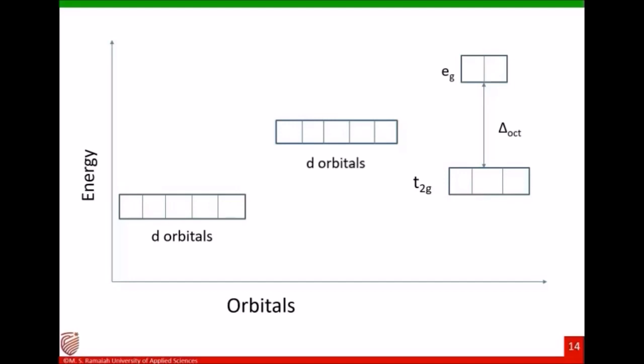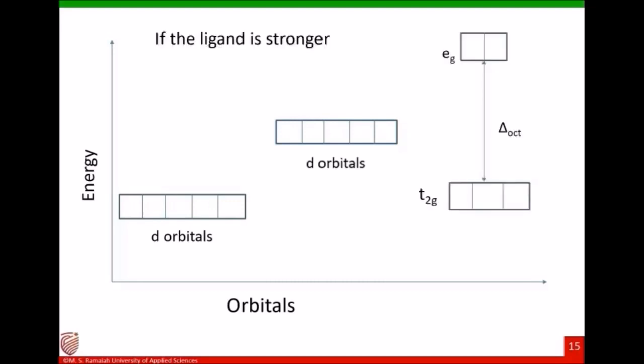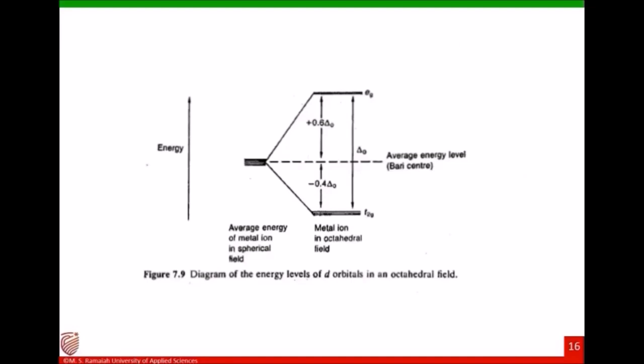Here the complex is octahedral, so that energy difference is named delta octahedral. Now similar to the Goa trip example, if the ligand is strong, then this delta octahedral will be larger. If the ligand is weak, then this delta octahedral will be smaller. In this diagram, the average energy level is pointed out as the barycenter. From the barycenter to the Eg orbitals, the energy difference is plus 0.6 delta octahedral. From the barycenter to the T2g orbitals, it is minus 0.4 delta octahedral.